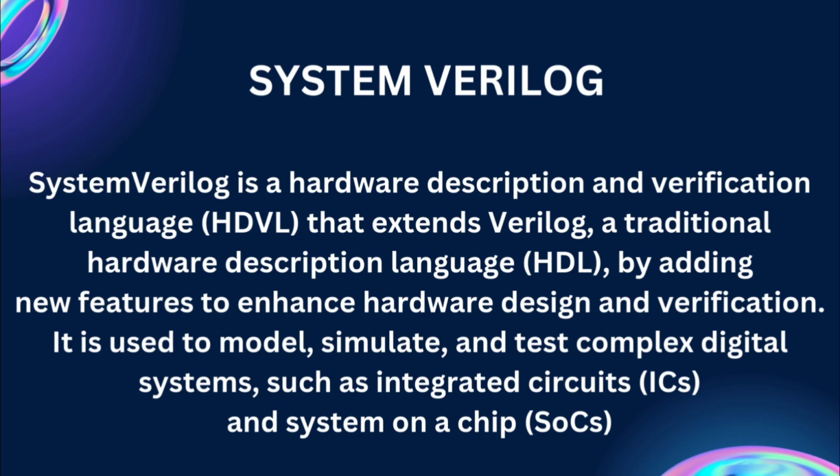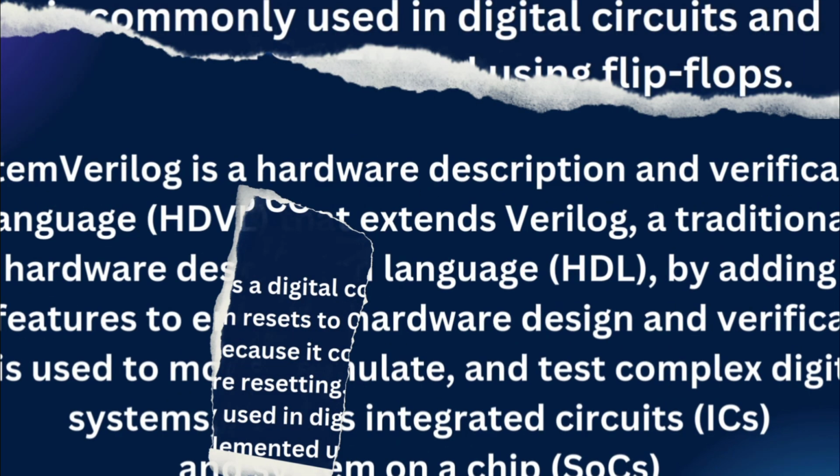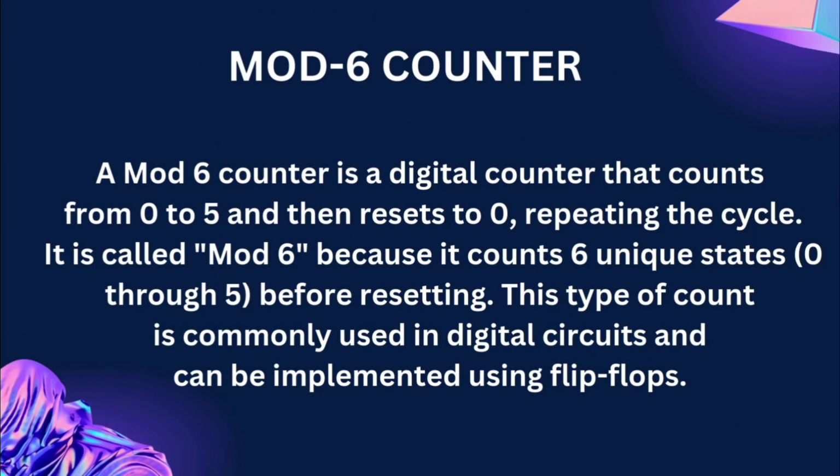Now that we've covered SystemVerilog, it's a great time to move on to the Mod 6 counter. A Mod 6 counter is a digital counter that counts from 0 to 5 and then resets to 0, repeating the cycle. It is called Mod 6 because it counts 6 unique states before resetting. This type of counter is commonly used in digital circuits and can be implemented using flip-flops.